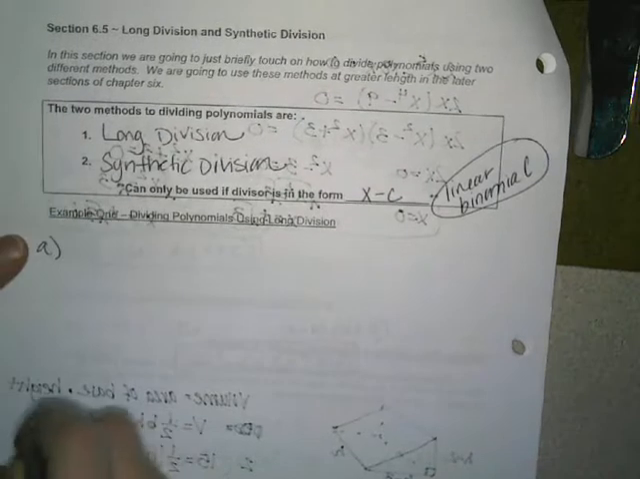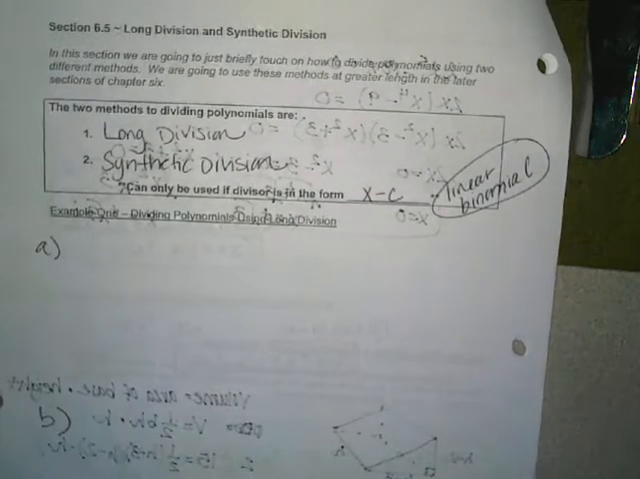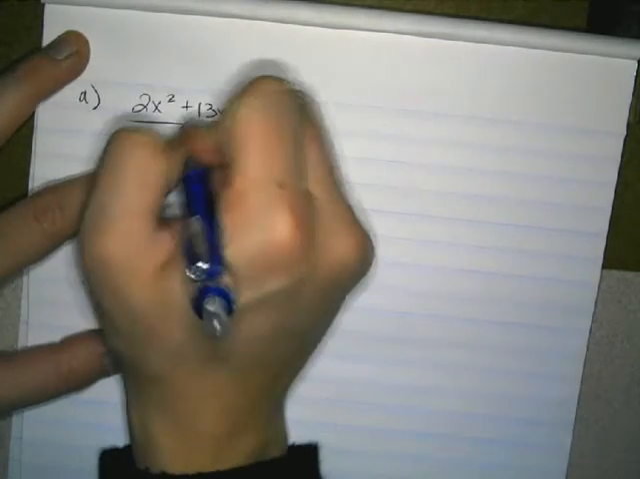So for the examples, and I might actually switch to a different piece of paper here, make an a and a b. We're going to do two examples together. For example 1a, the first one's going to be 2x squared plus 13x minus 7, and we're going to divide that by x plus 6.